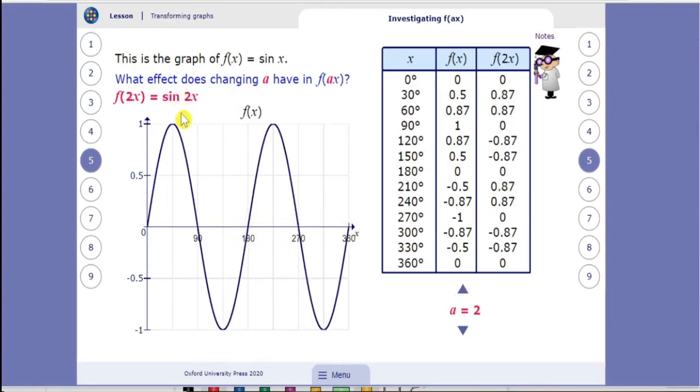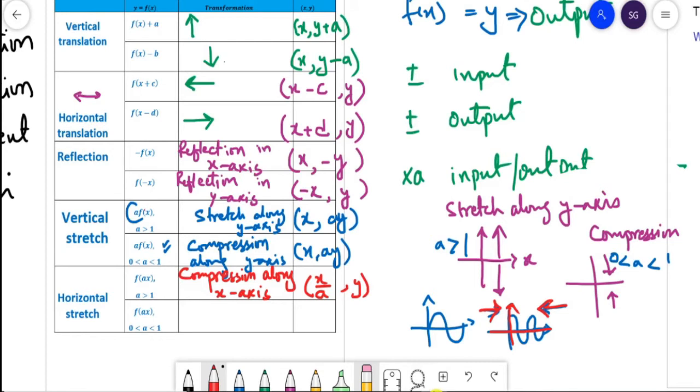The input is multiplied by 2, so that distance is now halved. So the relation is one of division. X over a is the new x coordinate, if you keep track of a point, and the y coordinate remains the same. When you are doing the horizontal stretch, that is brought about when you multiply the input by a constant number, and that number is greater than 1, then it's a compression along the x-axis. It means it is pushed towards the y-axis.